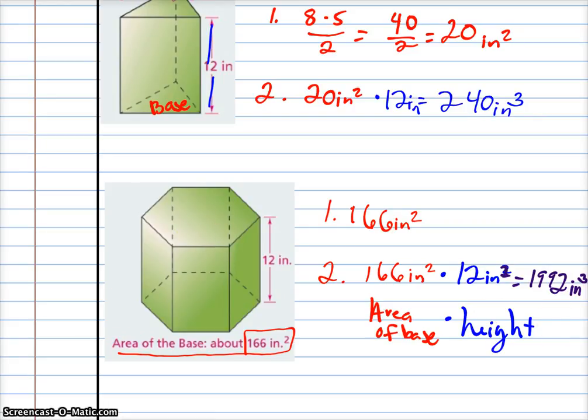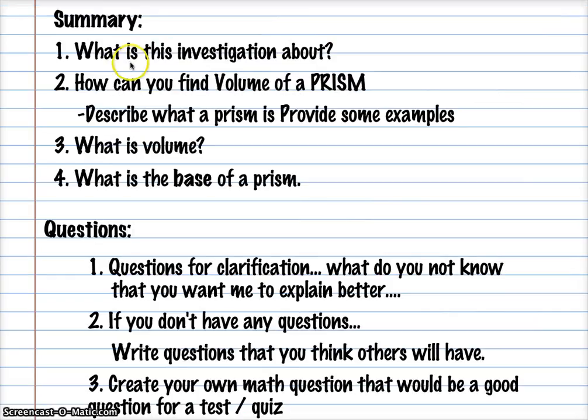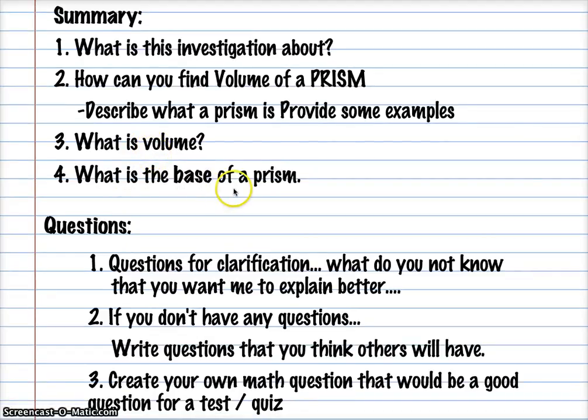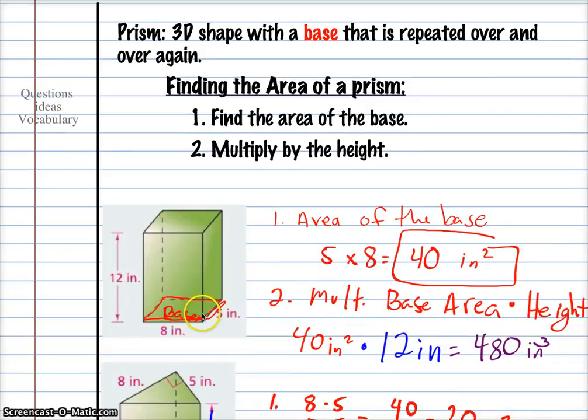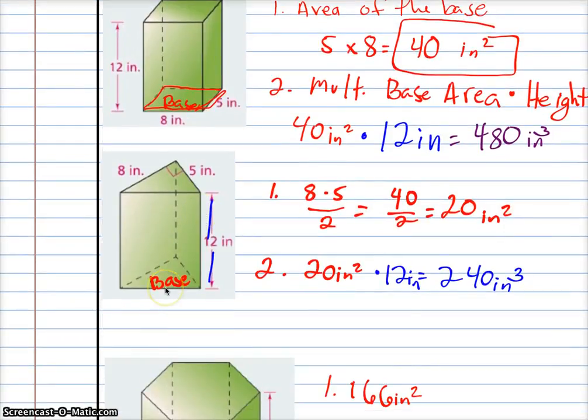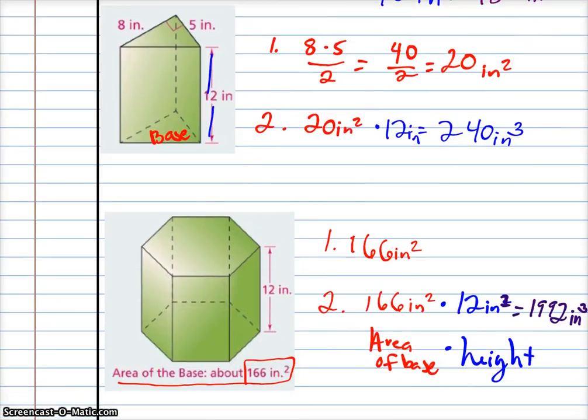At the end of these sets of notes, you're going to write a summary. What is this investigation about? Maybe how can you find the volume of a prism? You should know how to do that. Again, describe what a prism is. Knowing what a prism is really important. Most of the time we just use that word and we haven't defined it. What is volume? What is the base of a prism? Specifically, what is this base? How would you describe that to somebody if you were to teach them what it is?